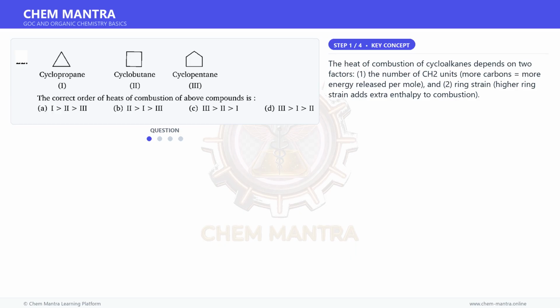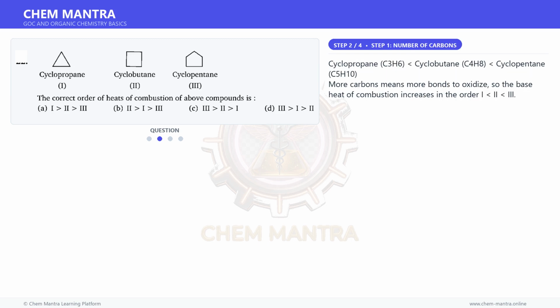The heat of combustion of cycloalkanes depends on two factors. 1. The number of CH2 units: more carbons is equal to more energy released per mole, and 2. Ring strain. Higher ring strain adds extra enthalpy to combustion.